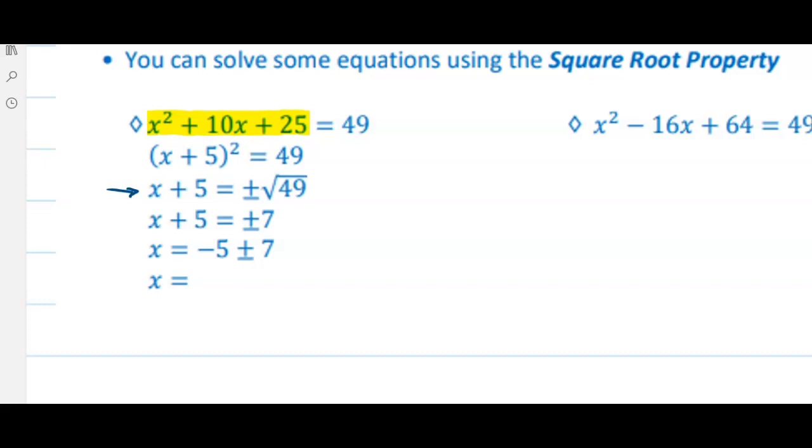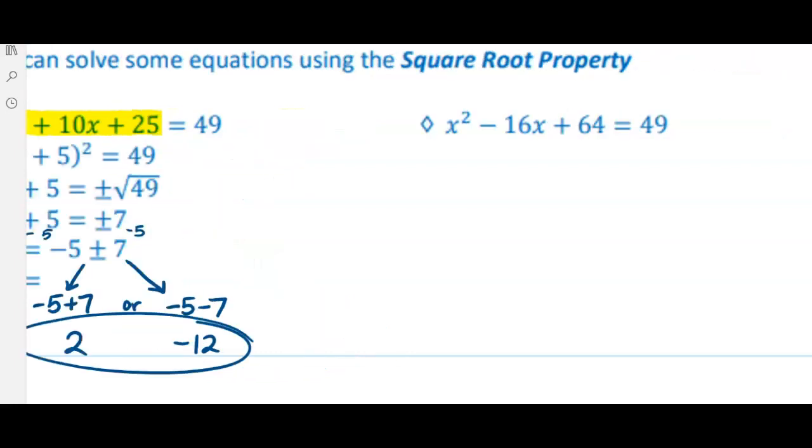Remember, when you take the square root of a number, you always put a plus or minus before it. I can simplify radical 49 to give me just 7. And then finally, I would subtract 5 from both sides to get negative 5 plus or minus 7. Well, you can't add and subtract at the same time. What this literally means is negative 5 plus 7 or negative 5 minus 7. Remember, with quadratics, we're expecting 2 answers. And sure enough, we get 2 answers.